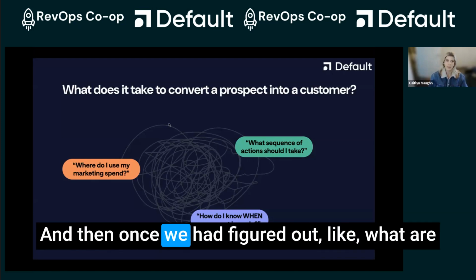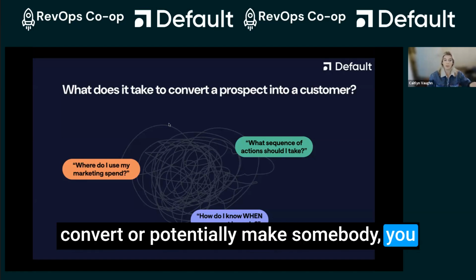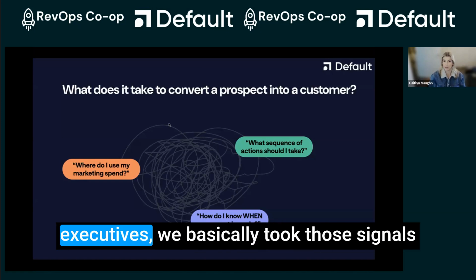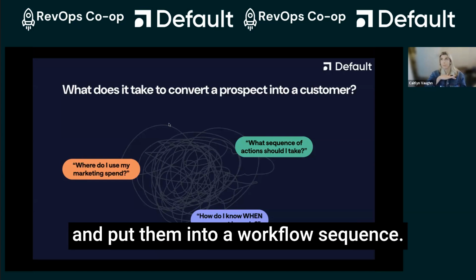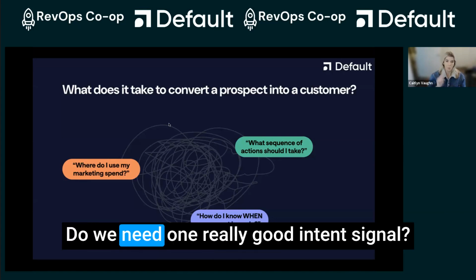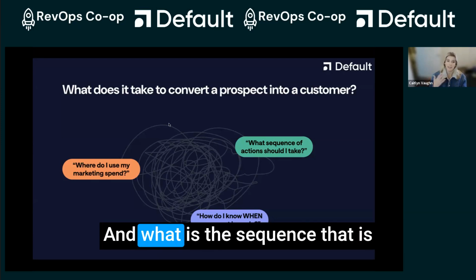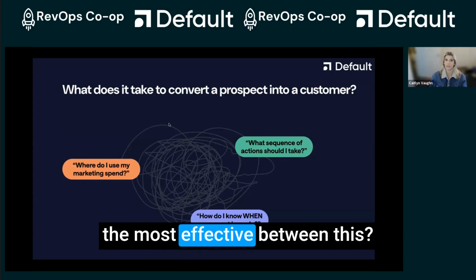And then once we had figured out what are the levers that we can pull that make somebody convert or potentially make somebody even book a call with one of our account executives, we basically took those signals and put them into a workflow sequence. And now we're in the phase of testing. Do we need one really good intent signal? Do we need 50 intent signals? And what is the sequence that is the most effective between this?